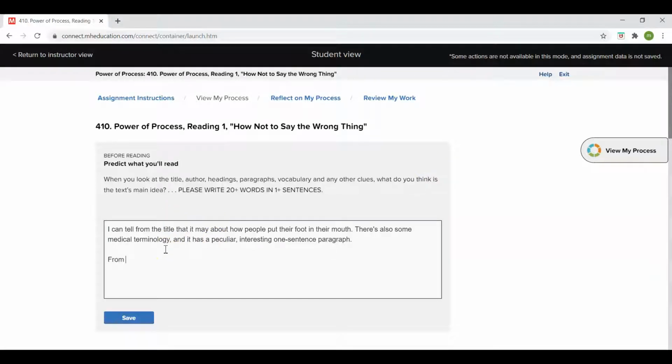So, you know, from the medical terminology, I think the main idea may be that there's a way, or that there are ways to say the right thing to people dealing with illness, I suppose, dealing with illness. Yeah, that's just a guess. I mean, that really is what we're being asked to do.